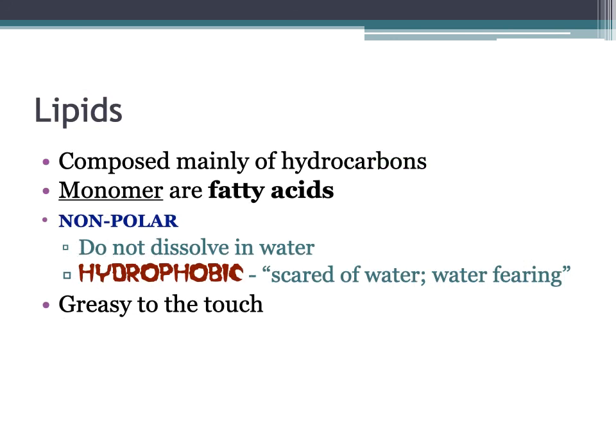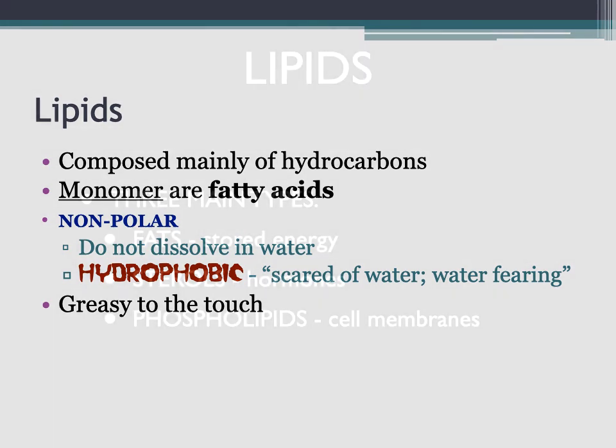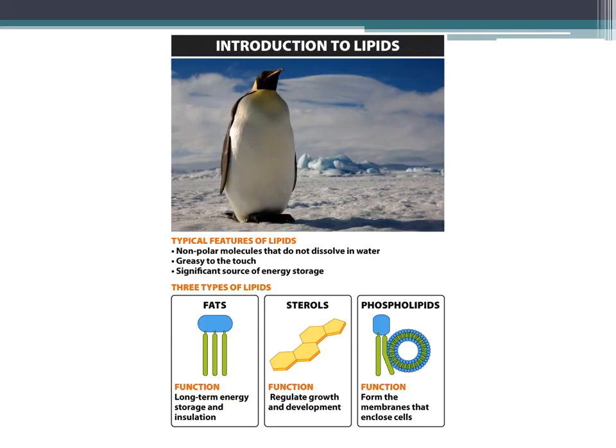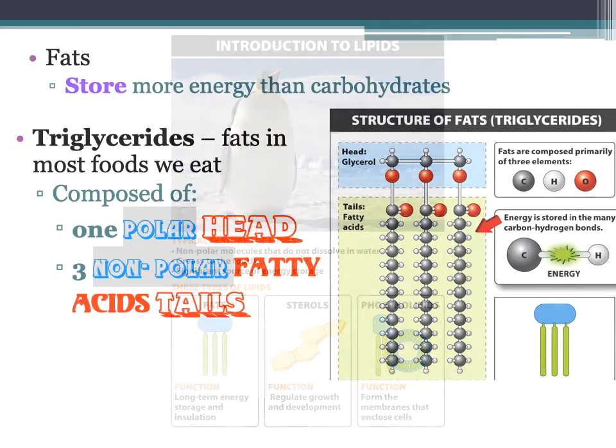That takes us to lipids. The monomer is something called a fatty acid. These guys are nonpolar. They do not dissolve in water, so they are hydrophobic. And hydrophobic means scared of water or water-fearing. And these guys are greasy to the touch. There are three main types: fats, sterols, and hormones that we expect you to know. There's a picture of a penguin because it looks cool.